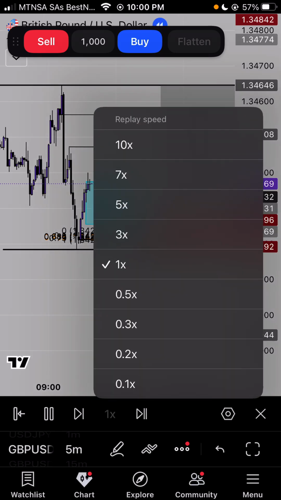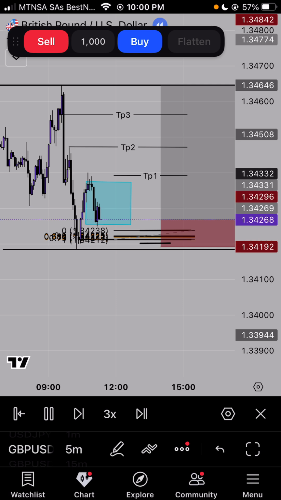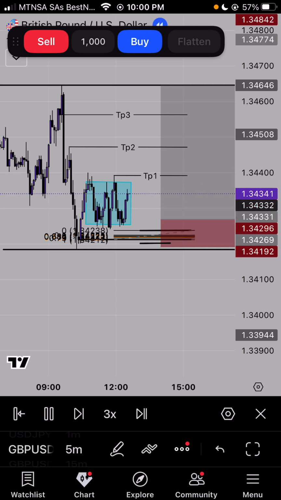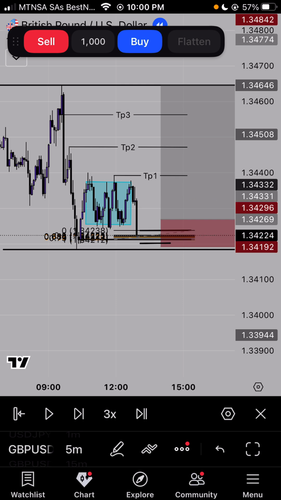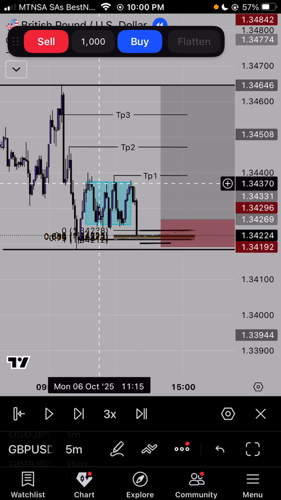Market, no shit, this is way too slow. Market was moving, and I drew out that blue box to show myself that market is consolidating. Right, so as you can see, market was consolidating.